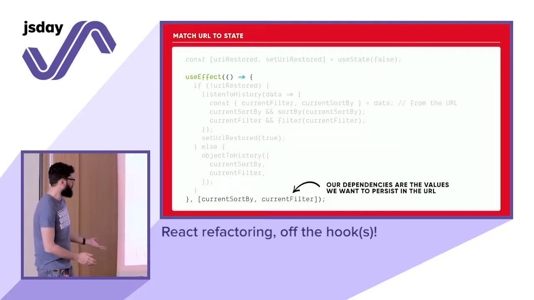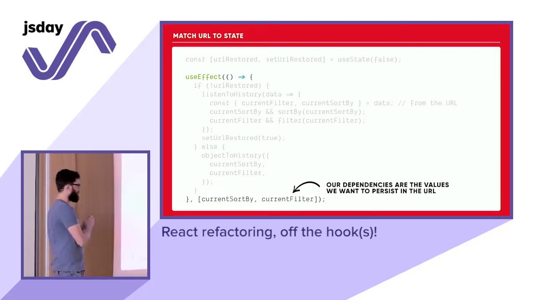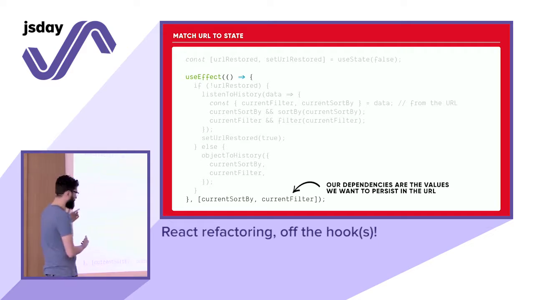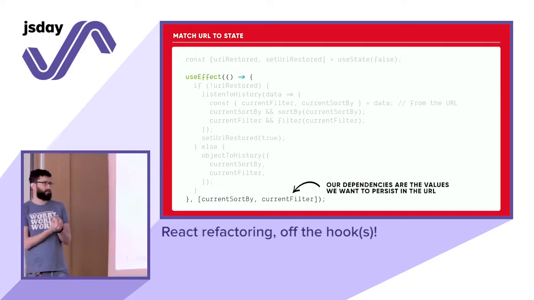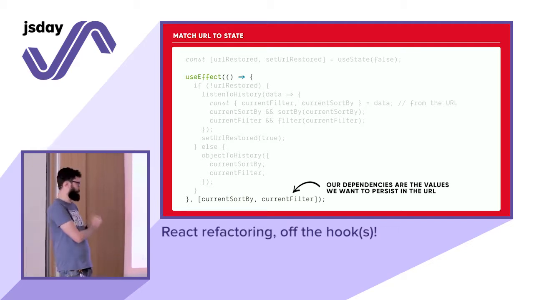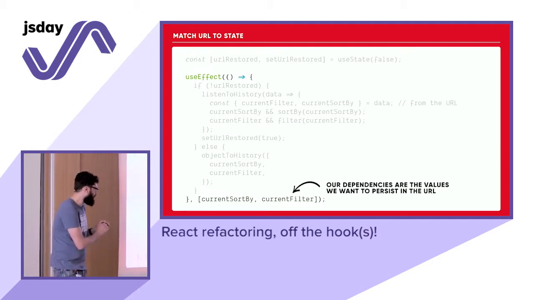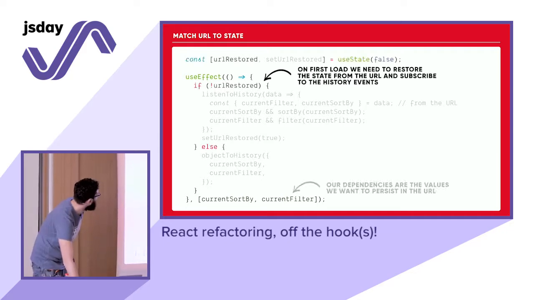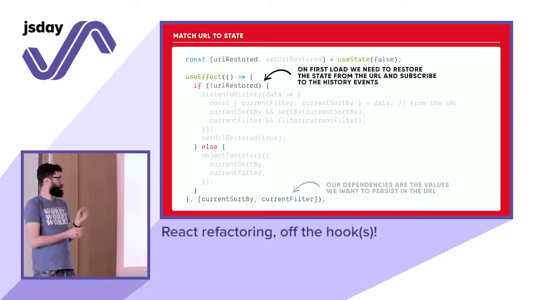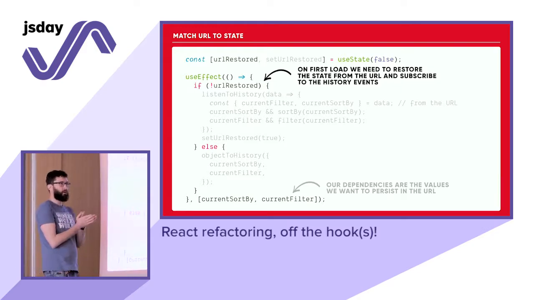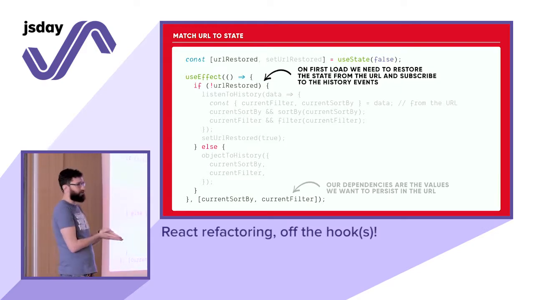So I'm going to use useEffect, and again, no live coding here because it's complex, I'd rather talk. I'm going to define the dependencies that I want to see in the URL. So those two things are the things that I want to be reflected in the URL, right? I want the current sort by and the current filter to be values that I store in the URL. Then I have to check whether it's the first time this is triggered or not, because the first time I need to read from the URL and recover the state that is already there.